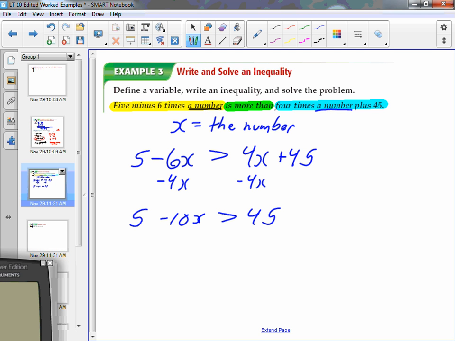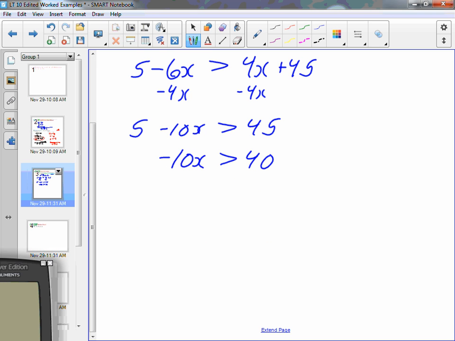Subtract 5 from both sides. On the left, negative 10x is greater than, I have not flipped the sign, and then 45 minus 5 is 40. Now, divide both sides by negative 10. I'll get a positive x. I have to switch my sign to a less than, and 40 divided by negative 10 is negative 4. So any number that's less than negative 4 solves the problem.